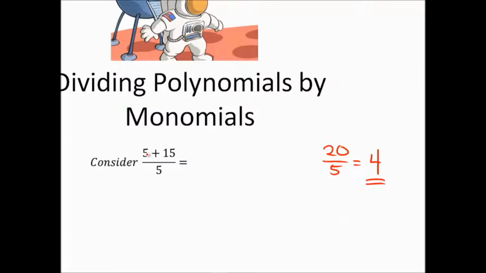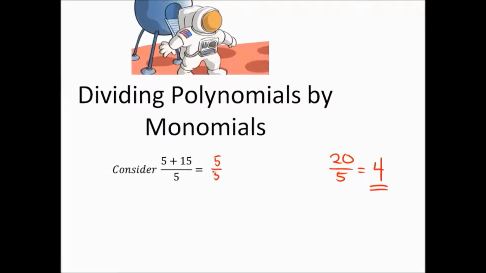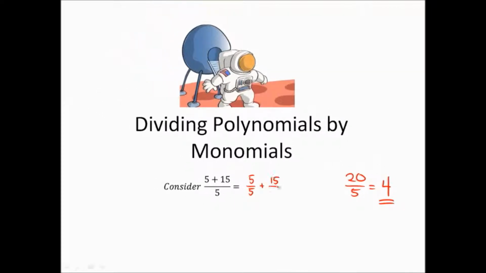Another way to consider it would be to split it up and say that I'm going to divide 5 by 5 and 15 by 5, which then gives me 1 plus 3, which also equals 4. So we can use this idea of splitting up each term and dividing it separately by the denominator to achieve an answer.